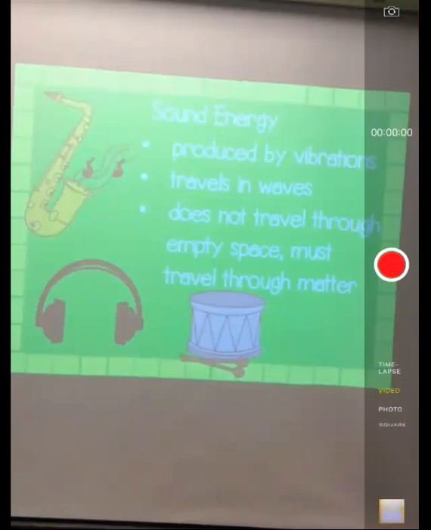Okay, so make sure you have that written down. Sound energy does not travel through empty space, it must travel through matter. Let's talk about a different kind of energy.